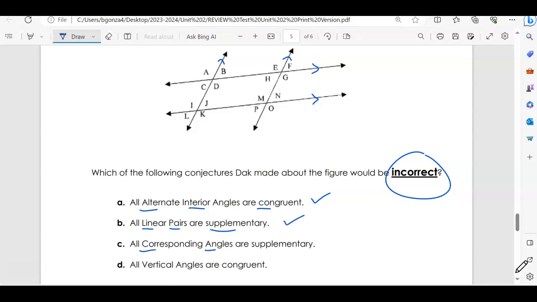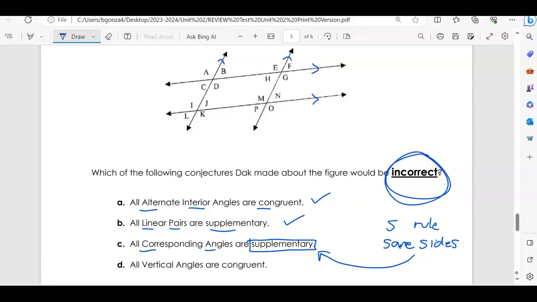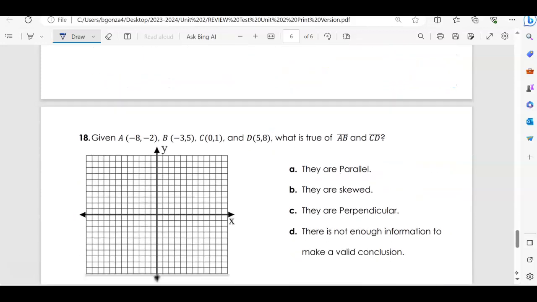Corresponding angles, it says, are supplementary. Now hold on. The supplementary has to be the S rule. S rule is only same sides are supplementary. So is corresponding a same side? No. So that seems like it'd be incorrect. Is the last one true? Vertical angles are congruent. That is true. So again, you're picking the wrong one. Corresponding angles are not supplementary. It's crazy. All right. 18.